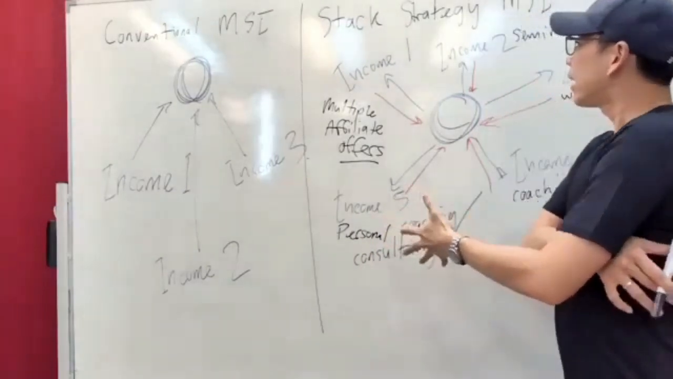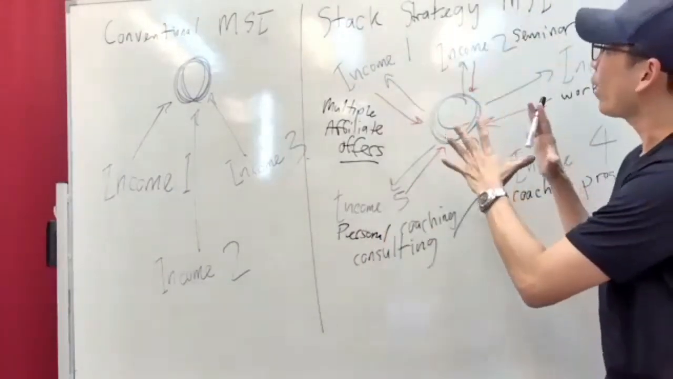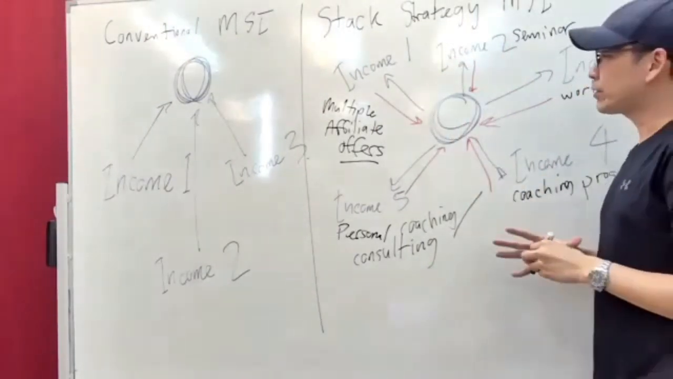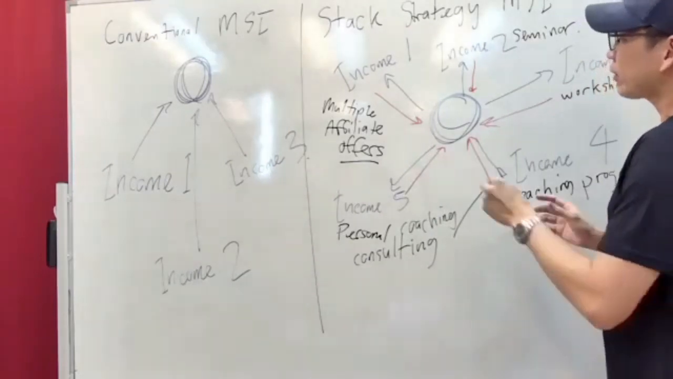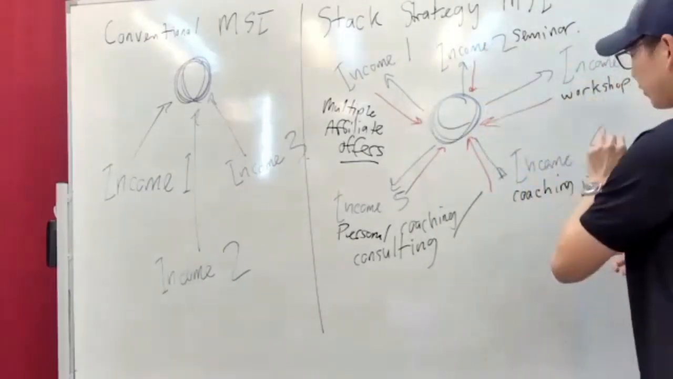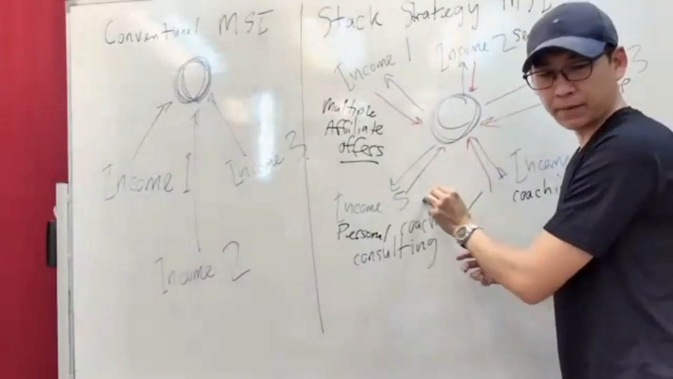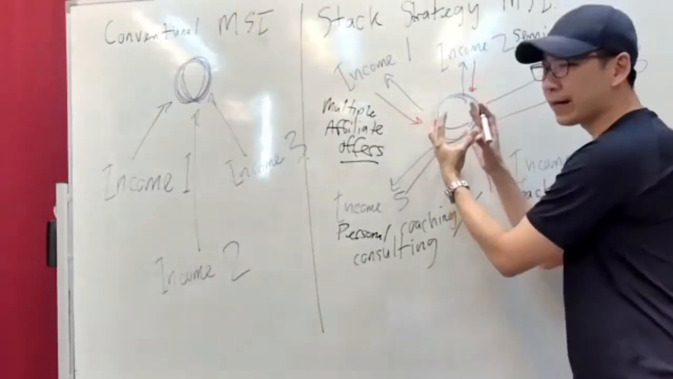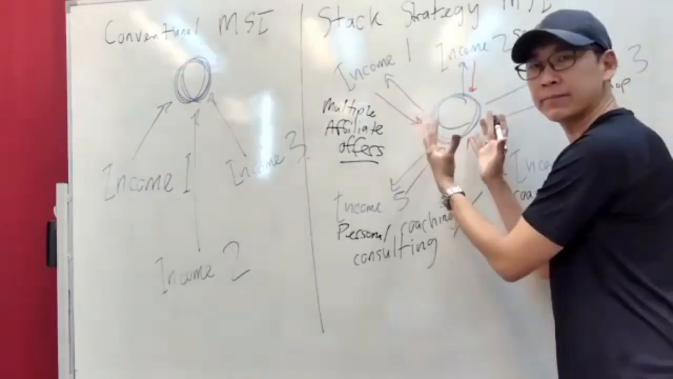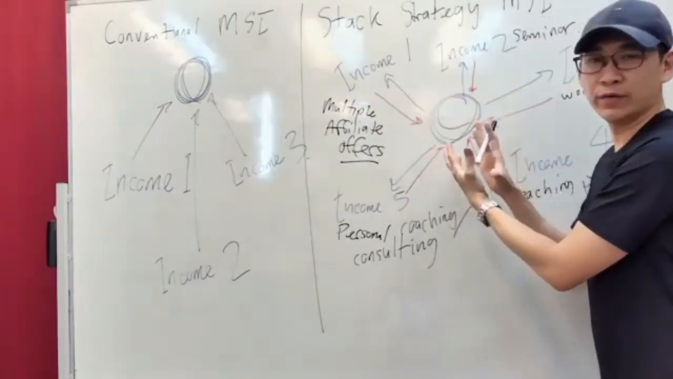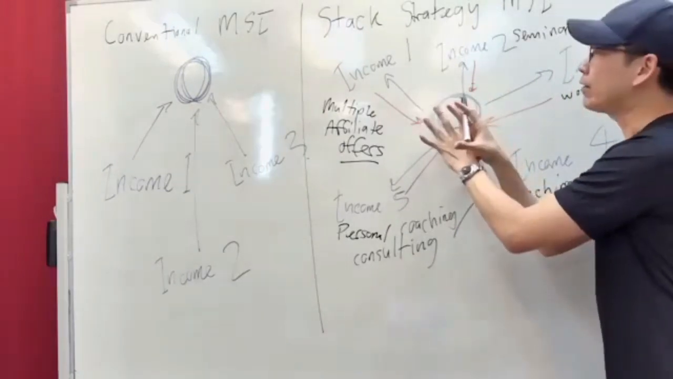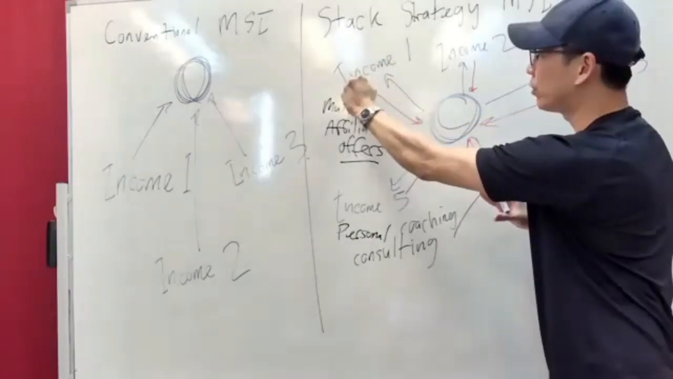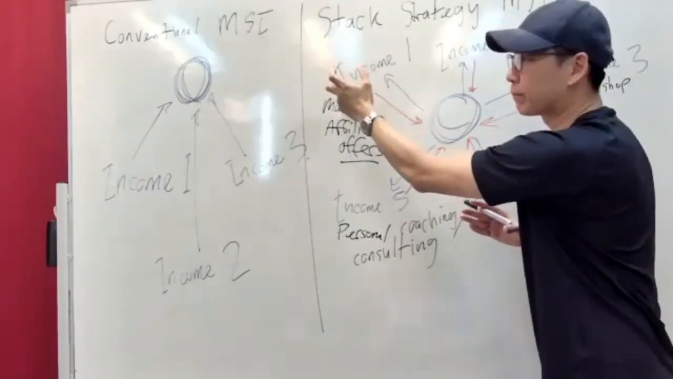So there are 5 income streams here. Why is it called a stack strategy? Because the first thing is, do you see that if I want to generate this income, this income, this income, this income, right? I don't have to build my prospects. I don't have to build my brand all over again because I already have that. I only focus on building the product, and also the pitch for the product.